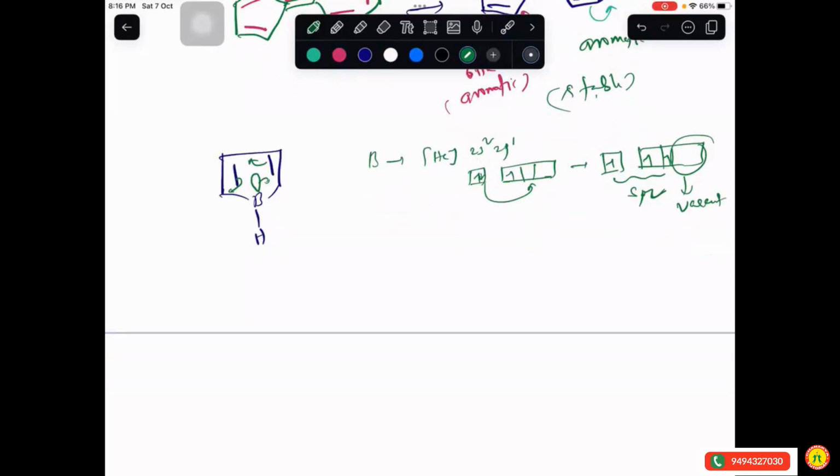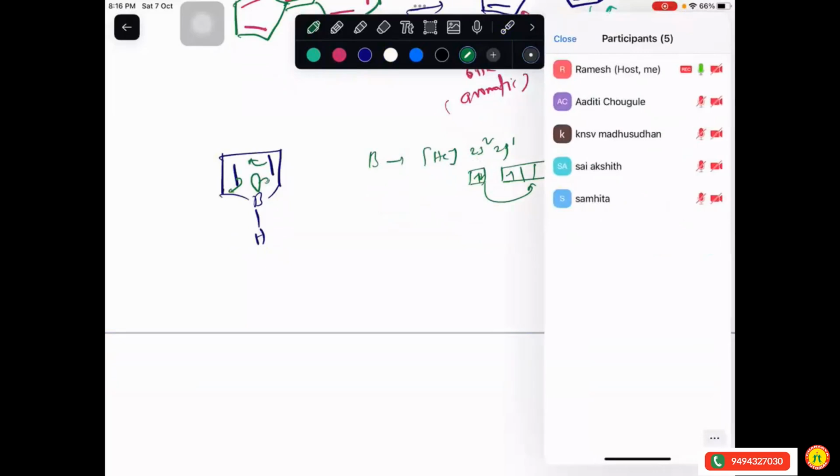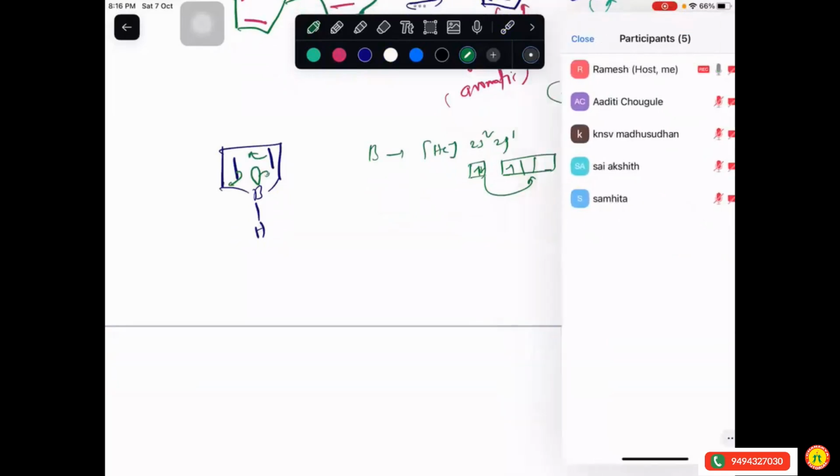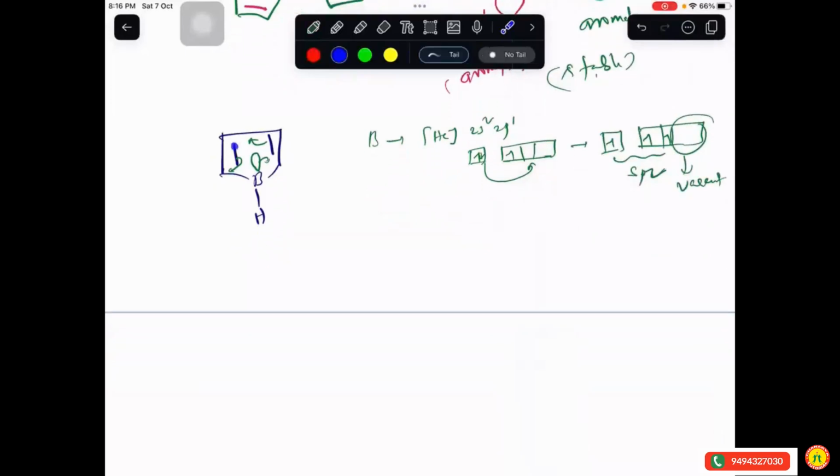So once it is in conjugation, you have to check whether it is aromatic, anti-aromatic or non-aromatic. See here, here total how many? These two are pi bonds, this two, this is one pi bond, one pi bond.